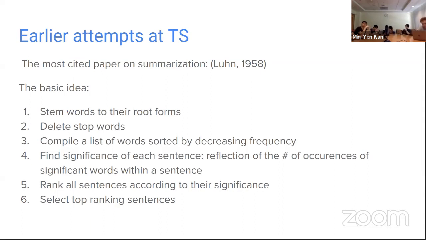The first step is to stem words to their root forms, and then delete stop words. In the third step, you compile a list of words sorted by decreasing frequency for each document. Then you find the significance of each sentence, and the significance is just a reflection of the number of occurrences of significant words within a sentence. After that, you rank all the sentences according to their significance and select the top ranking sentences.